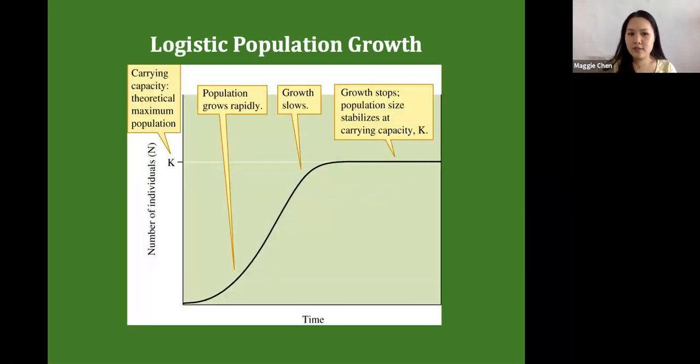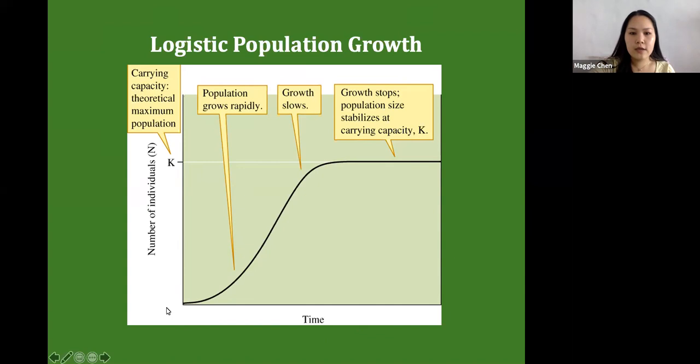Now, compared to logistic population growth, we're starting to look at carrying capacity, and also factors that can start to limit your growth. On the vertical axis, N is your number of individuals, however much your population is growing, all over time on your horizontal axis. And now we are taking into consideration K, which is our carrying capacity. This is our theoretical maximum population.